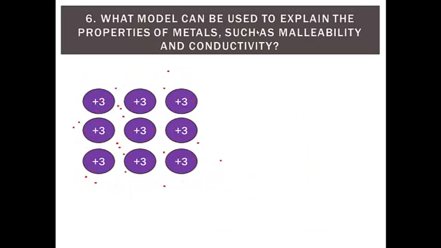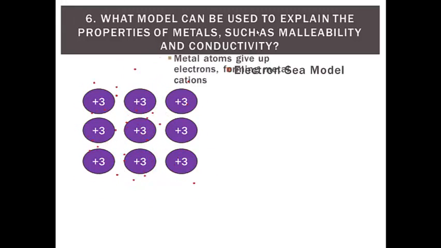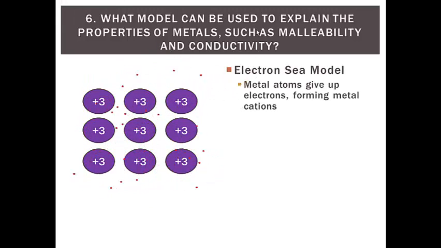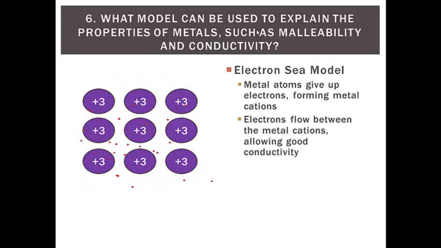Next question asks us how we can explain the properties of metal, such as malleability and conductivity. So that's going to be the electron sea model. In the electron sea model, the metals give up electrons, forming metal cations. So these +3s on these purple guys, those are going to be all some metal that gives up 3 electrons. So those are all +3. Those 3 electrons are now flowing between the metal cations. This gives us our conductivity.